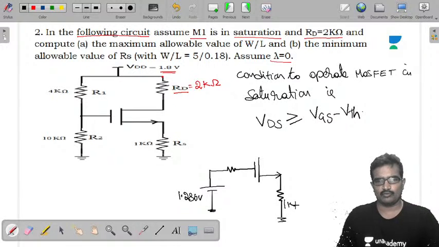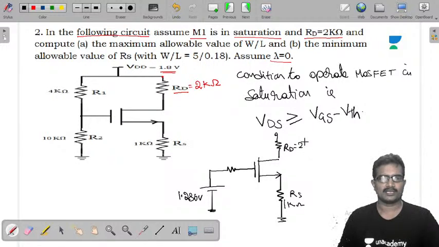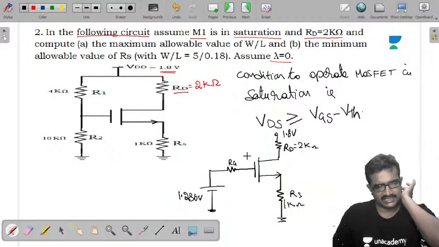So RS is 1 kilo ohm. RD they have given as 2 kilo ohms. VDD is 1.8 volts. Okay, whatever the value it is, it's not an issue. So this is the given data.